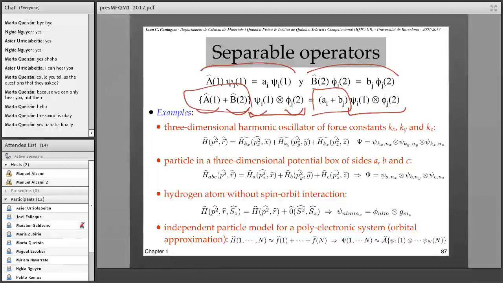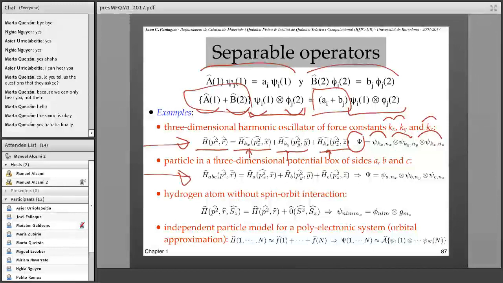And this gives a simple way of studying systems that can be separated in simpler systems. For instance, you already probably know that the three-dimensional harmonic oscillator has a Hamiltonian that can be put as the sum of three terms that are exactly equal to the Hamiltonians of one-dimensional oscillators. And so we can use the solution of the one-dimensional oscillator to write, by multiplying any three state vectors of one-dimensional oscillators in the axes x, y, z with constants kx, ky, and kz, the eigenvectors of the complete Hamiltonian.